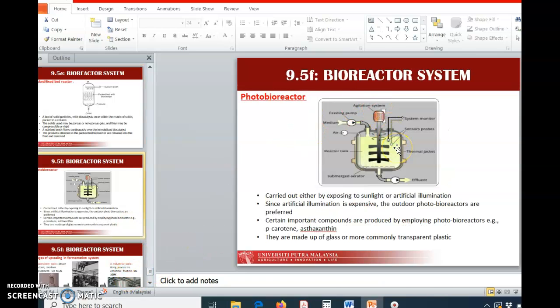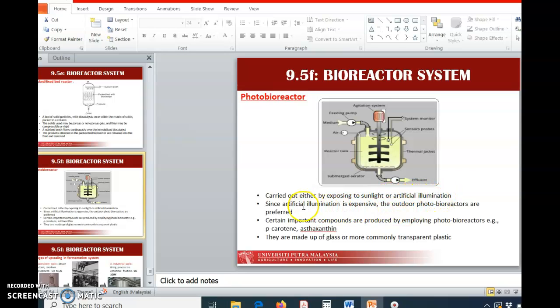Okay, the last one, the photobioreactor, is very similar to the first one, which is the stirred bioreactor. The exception is the outside, which must be made from glass or plastic that is see-through. So when light is shined through this bioreactor, it can go into the reaction. Usually this kind of bioreactor is used for microorganisms that require light, for example algae. It is carried out either by exposing to sunlight or artificial illumination.